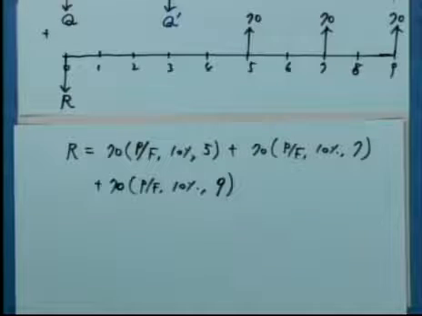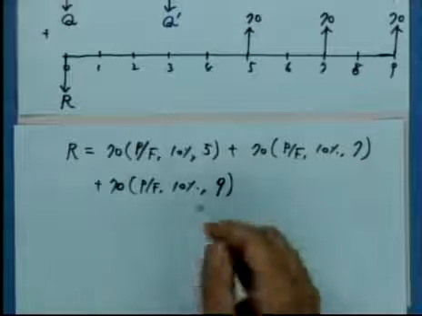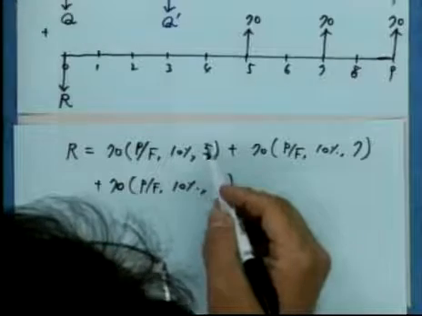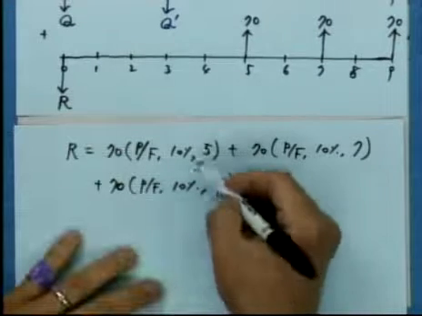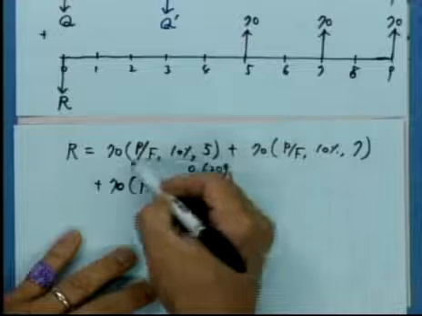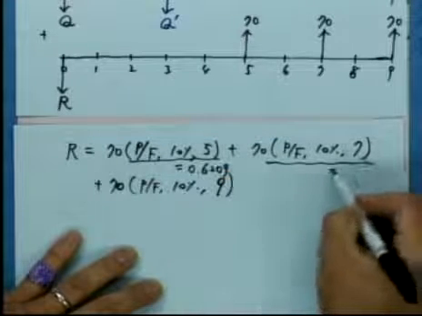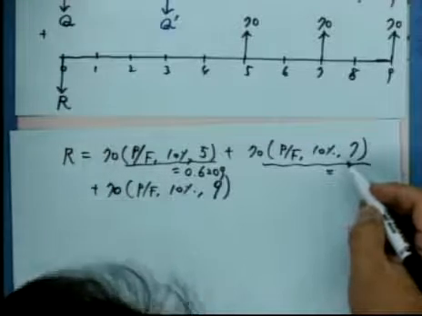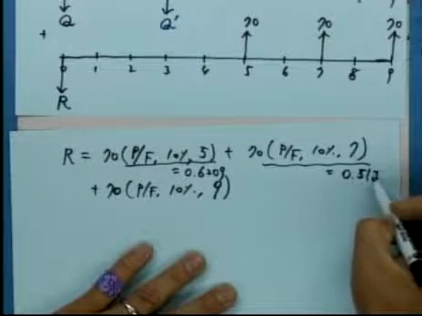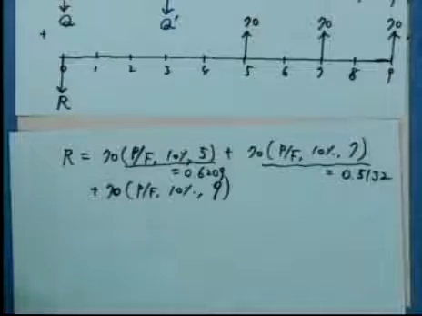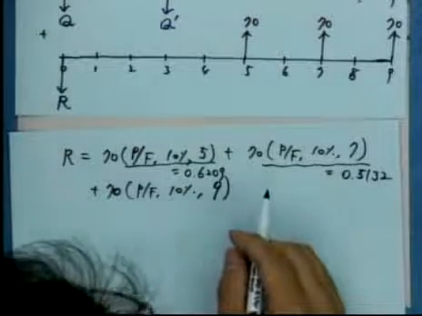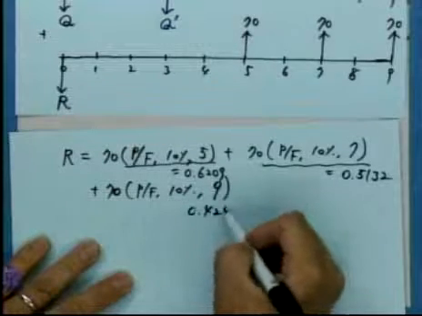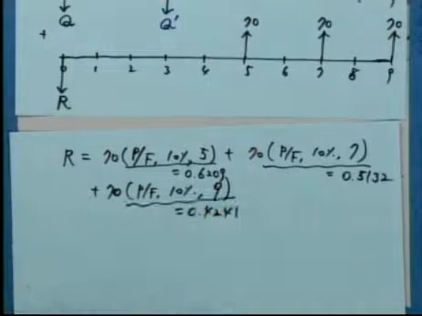So how much is that? P given F over 5 periods is 0.6209. What about this? P given F over 7 periods, 0.5132. And P given F over 9 periods, 0.4241. Okay.